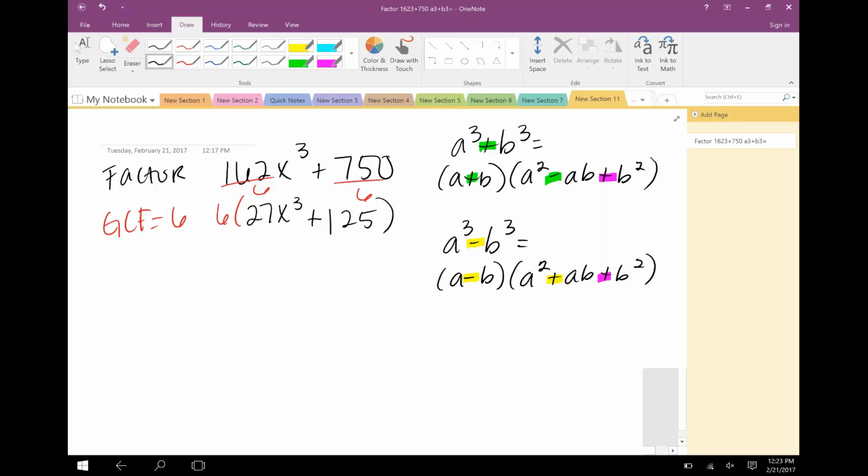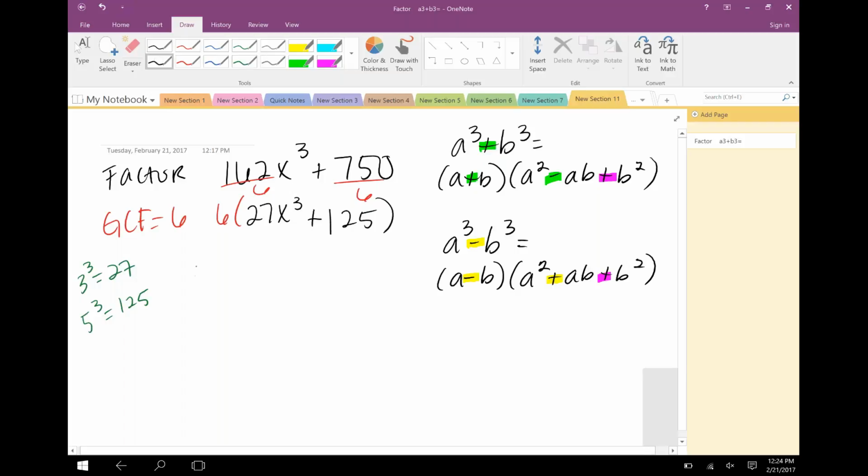27 is a perfect cube. 3 to the third is 27. And then 125 is a perfect cube. 5 to the third is 125. So let's rewrite it so we can see exactly what our a is and exactly what our b is, what's going to be our base.